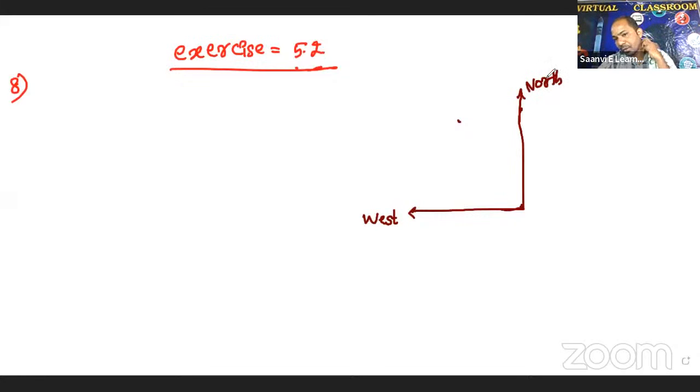North side. Okay, so this is the starting point. The first train is traveling west and the second train is traveling north, isn't it? The first train travels 5 kilometers faster than the second train. First train information is given, but second train information is not given.